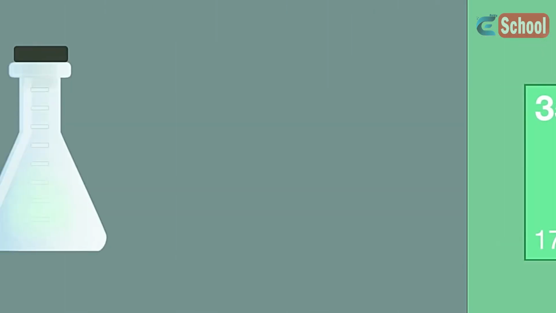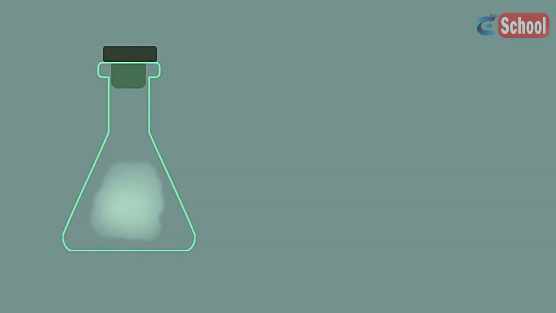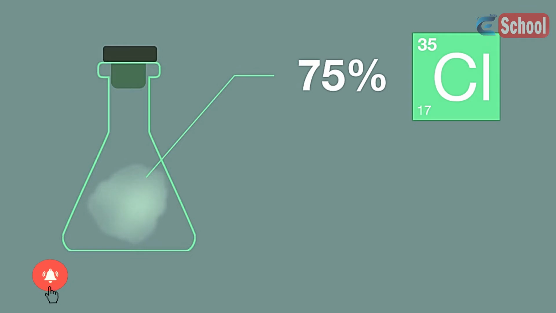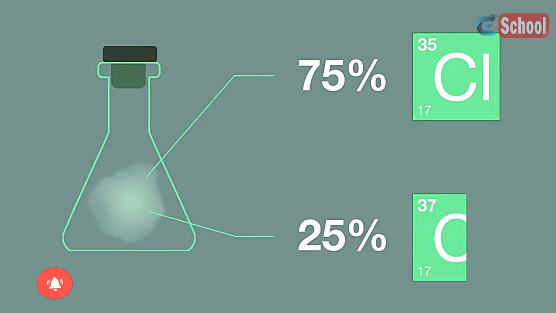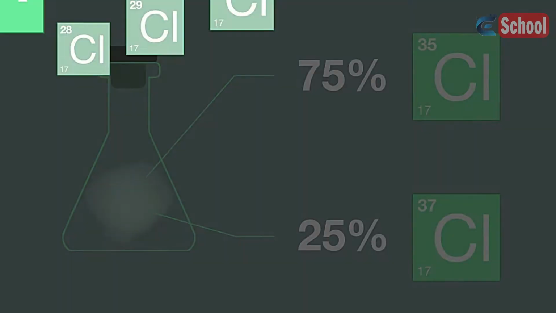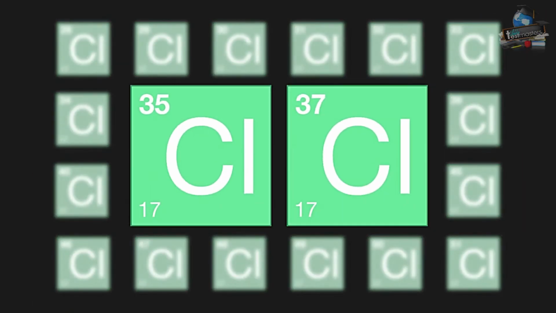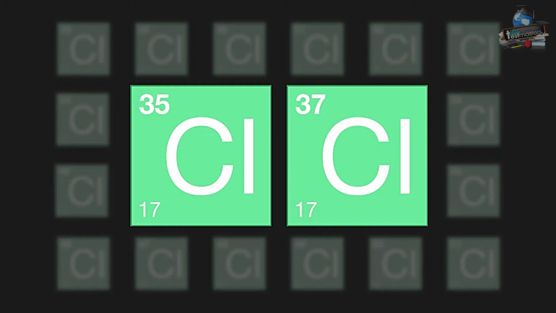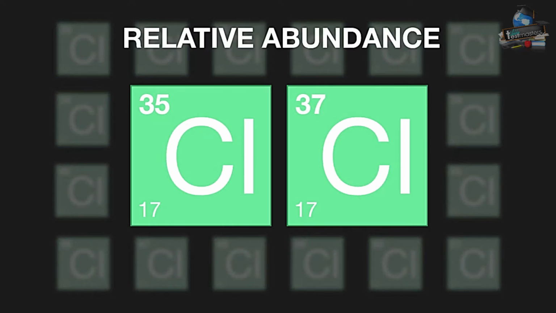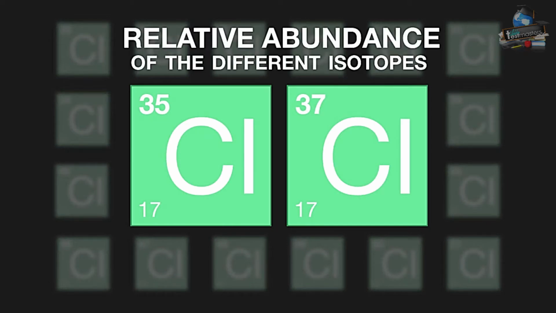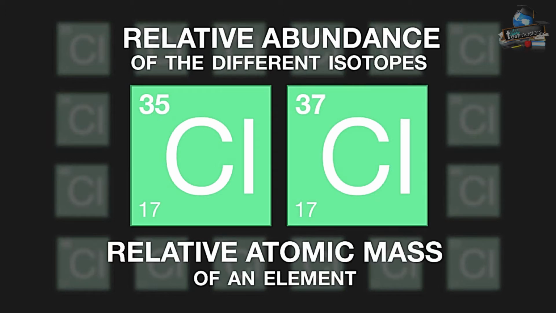If we took a sample of chlorine gas, we would find that it was made up of approximately 75% chlorine-35 and 25% of chlorine-37. There are other isotopes of chlorine, but these two are the most common. The relative abundance of the different isotopes, in other words how common they are, is always taken into consideration when calculating the relative atomic mass of an element.